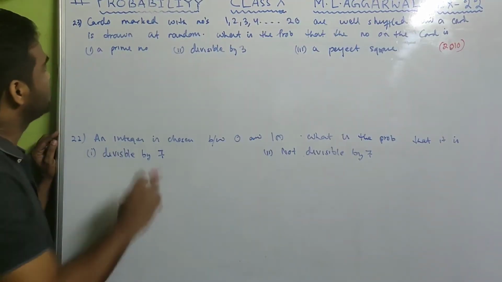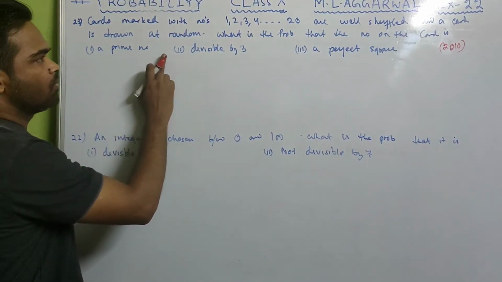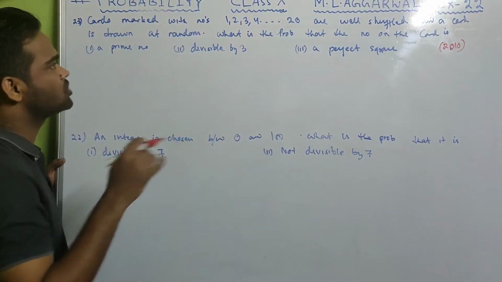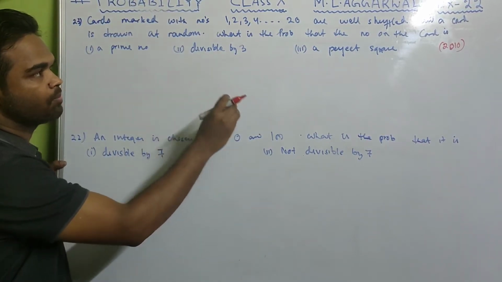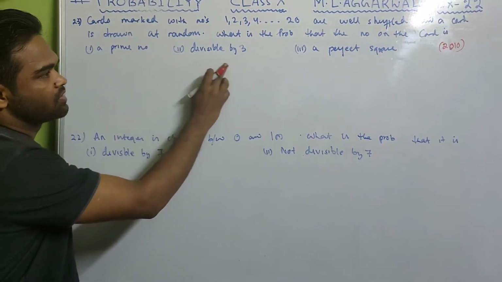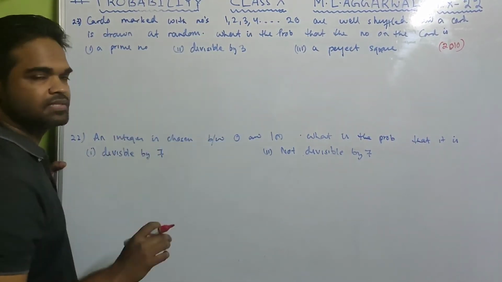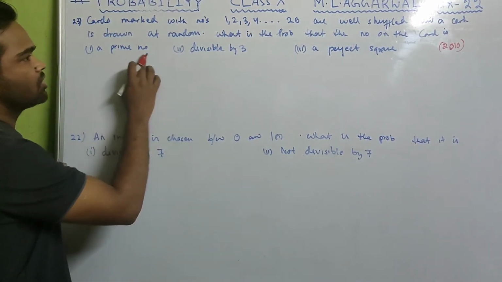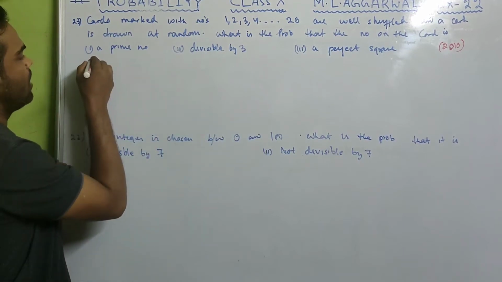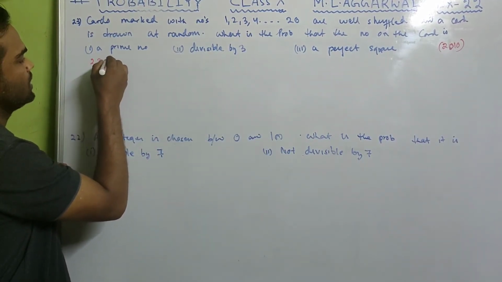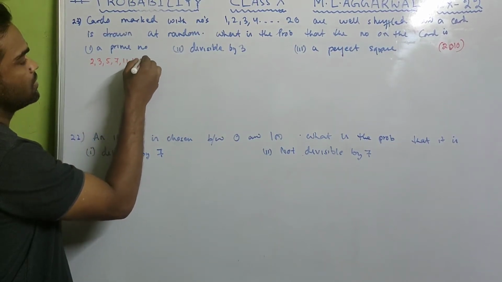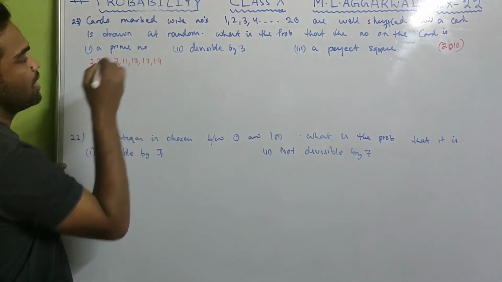Look at sum number 23. Cards marked with numbers 1, 2, 3, 4 till 20 are well shuffled and a card is drawn at random. What is the probability that the number of the card is a prime number, divisible by 3, a perfect square? It came in ICSE 2010. Now first of all, the prime numbers between 1 and 20 are 2, 3, 5, 7, 11, 13, 17 and 19.